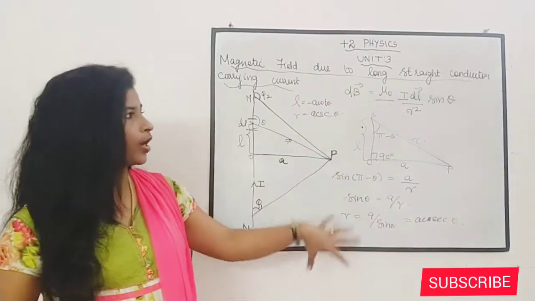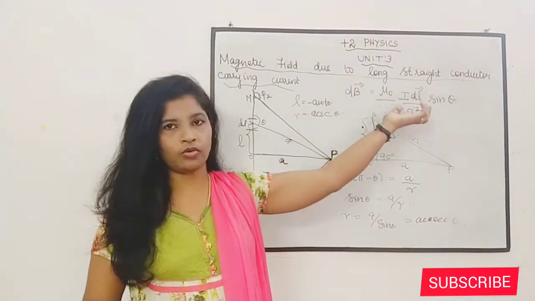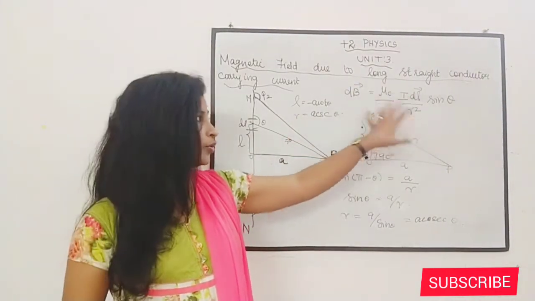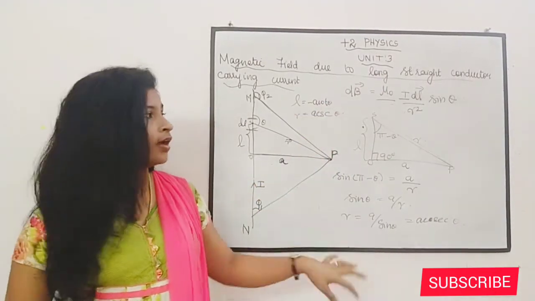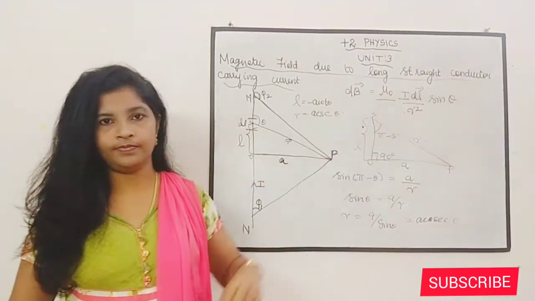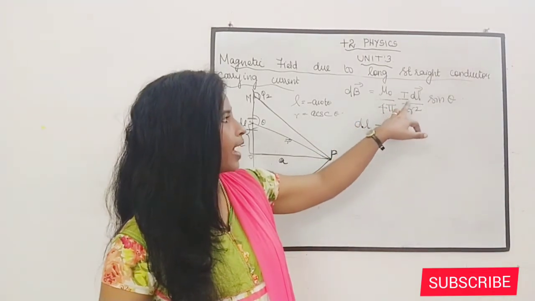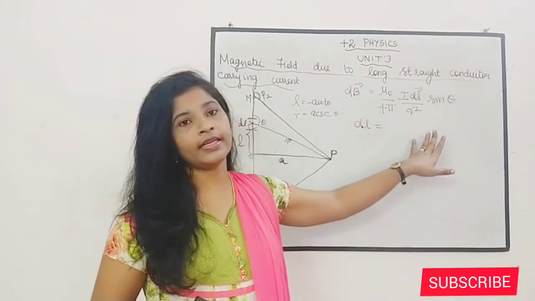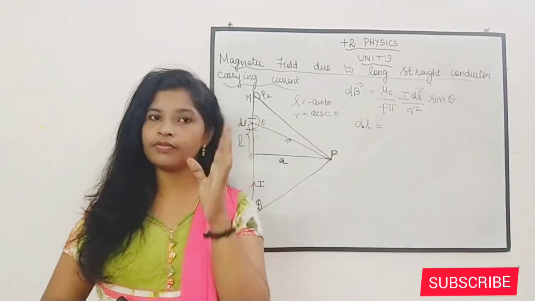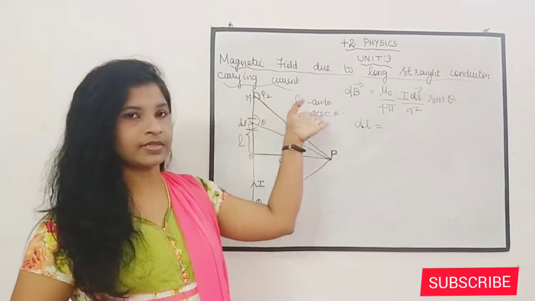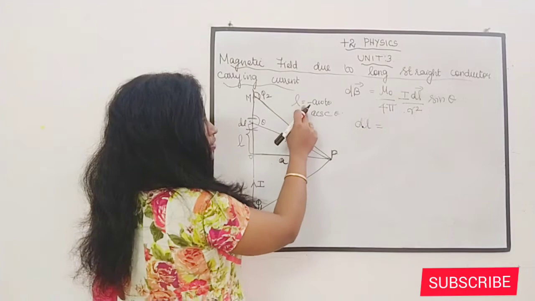These two I am going to apply over here. Now I have brought L and r in terms of theta. Before applying here, you see mu naught by 4 pi, I dl sin theta by r square, but I know only the value of L. We need to find dl. First let us find out dl.